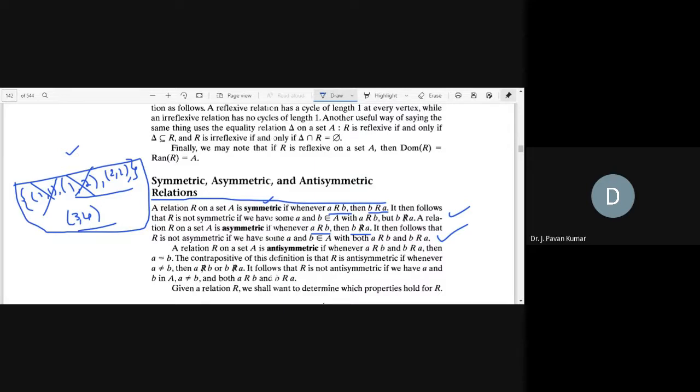Yes, any doubt? Shall I repeat? But don't waste time.